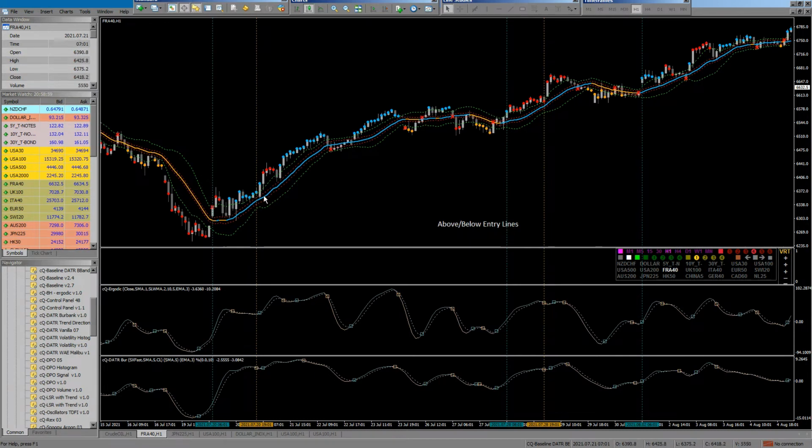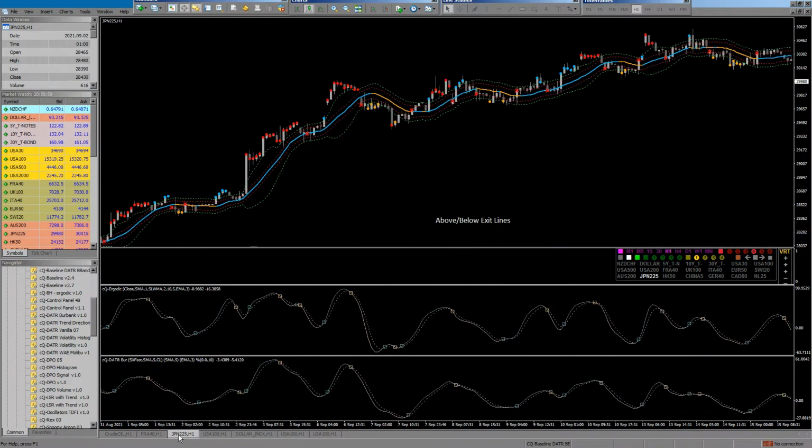The red bands here are used to generate exits if you want to use that, and that's represented by this X. Every time you see an X, that's an exit. But in order to have an exit, you have to have an entry, so it won't print an exit if there wasn't one of these dots before it. Price has to be above the entry line or below to generate a dot.